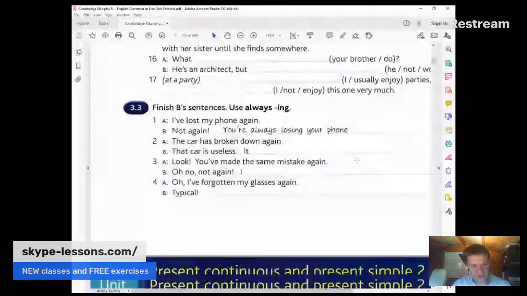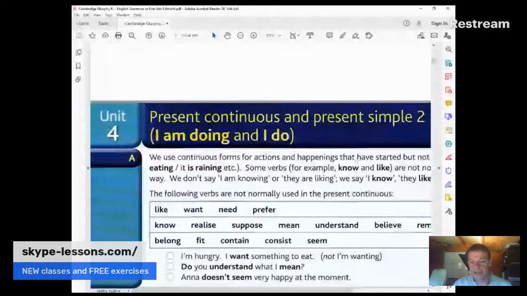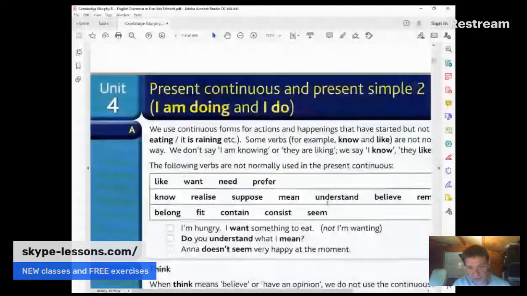Now, in the next chapter, chapter 4, he tells you about stative verbs, those verbs that I've already mentioned. We do not say I am knowing. We do not say they are liking. We shouldn't say I am loving it.